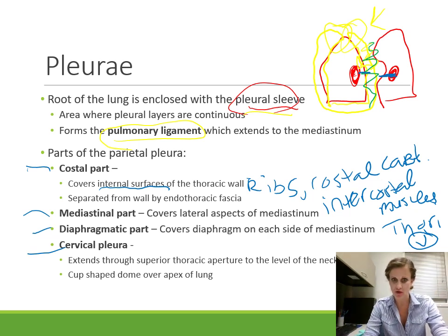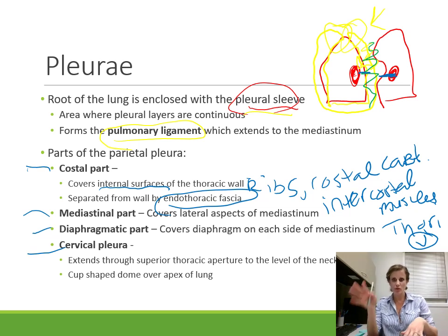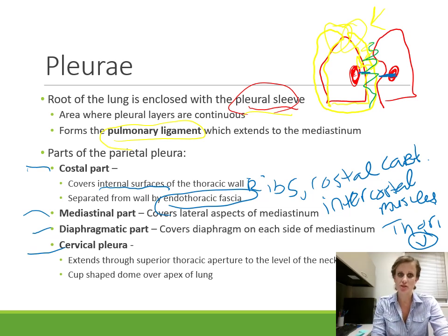All of the structures that are in the thoracic wall, their inner surface is lined with the costal region of the parietal pleura. Remember that this parietal pleura is separated from the actual thoracic wall by the endothoracic fascia, and we talked about the endothoracic fascia a second ago. We said that that's a nice area to cleave between the wall and the thoracic cavity when doing surgery. So that's the costal part.